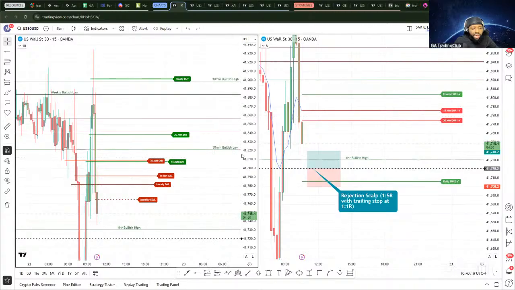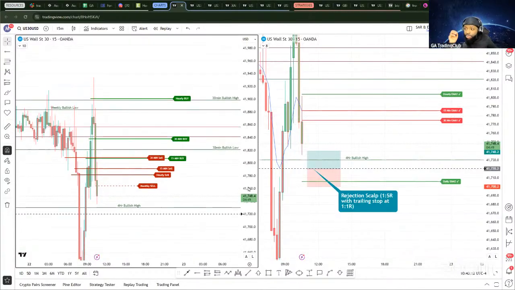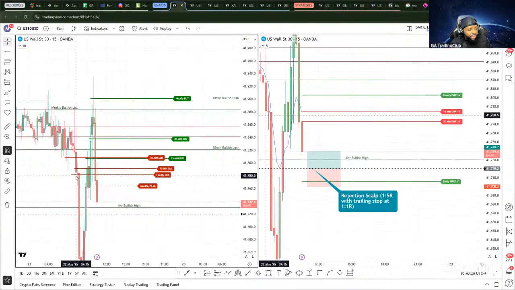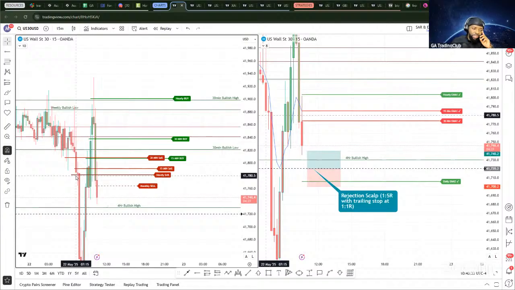So we haven't gotten a 15-minute SAR rejection. So remember, we want to pay attention to when we get the 15-minute SAR rejection after market open. So this would be a perfect time to get a 15-minute because we haven't had it in like 3 hours. If I do get that, man, I'll probably even write that for 100 points and not even trail my stop.